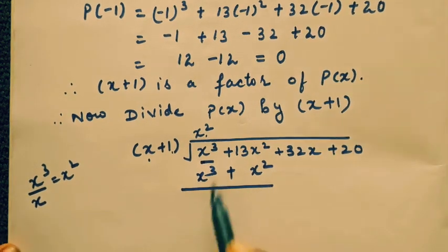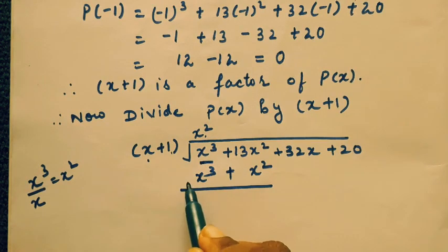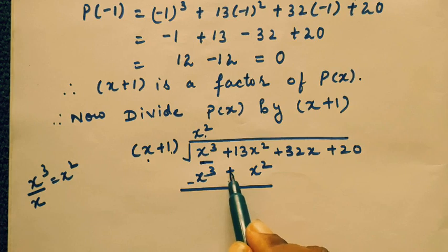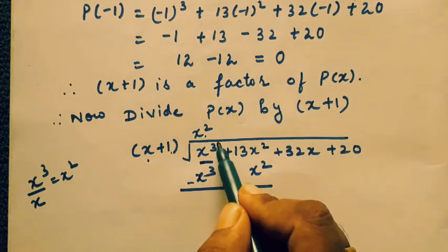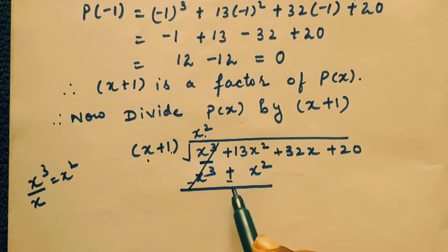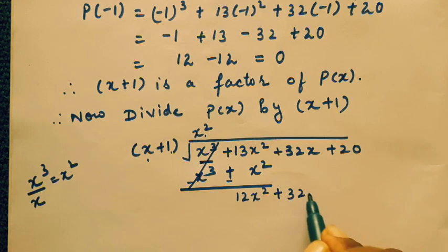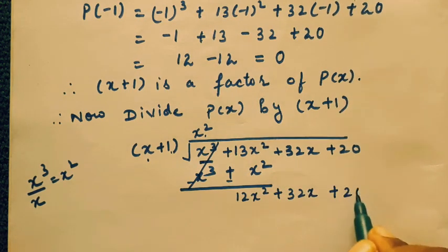As we are subtracting, definitely the sign will change. So here it is plus, it will change to minus. If it is plus, it changes to minus. This will cancel out and we get 0. Here the plus minus minus, means 13 minus 1 is 12x square plus 32x plus 20.